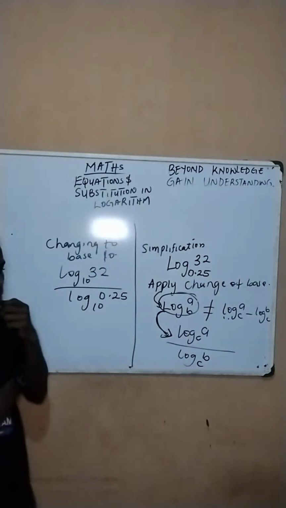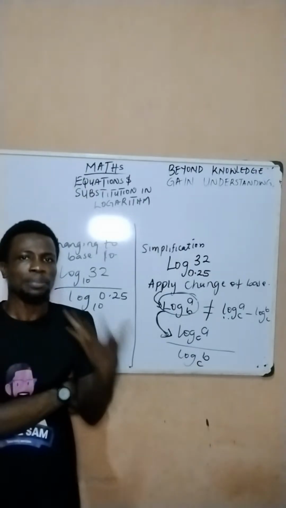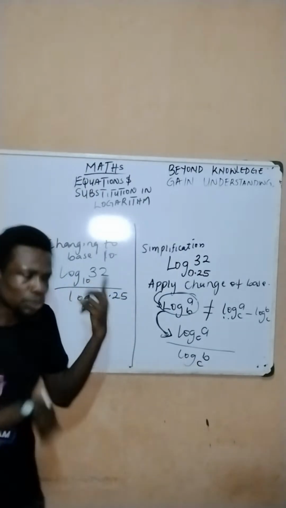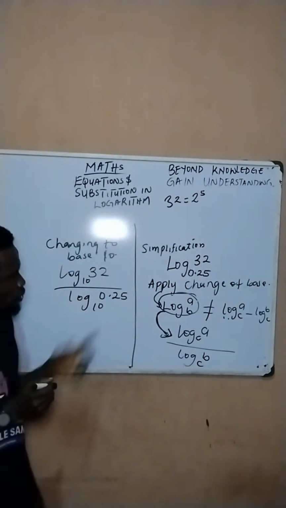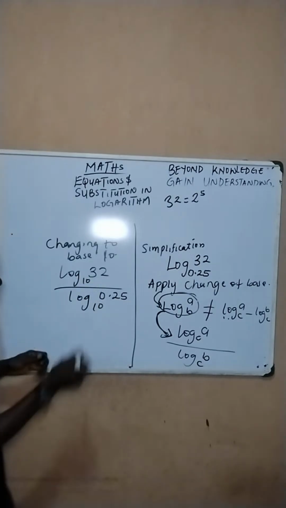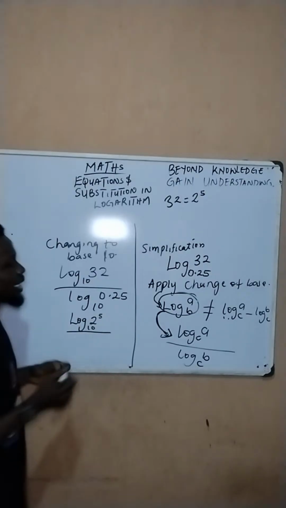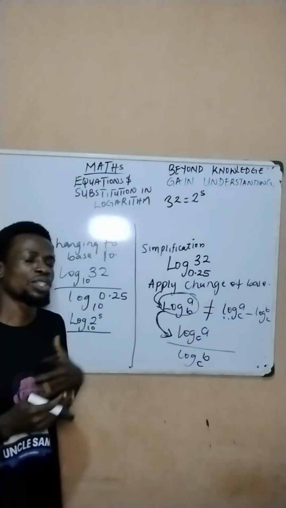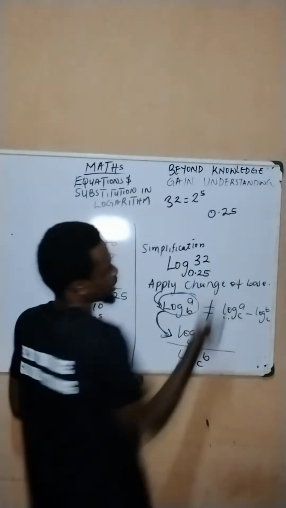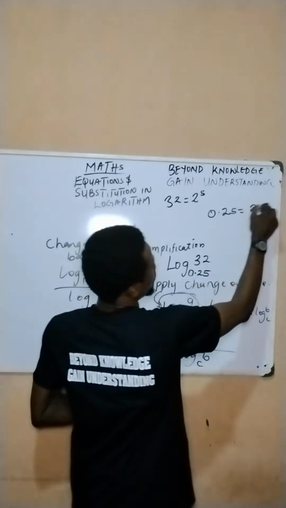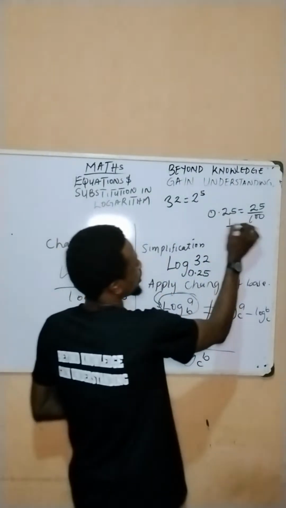Now, what can we do here? Well, we can apply the concept of indices, which is a base and a power. I can reduce 32, which is the same thing as 2 to the power of 5. So this is the same thing as log of 2 to the power of 5 base 10 divided by, now, is there something I can do to 0.25? Well, if I change it to a fraction, it gives me 25 over 100, and if I reduce it to the lowest term, it's going to give me 1 over 4.